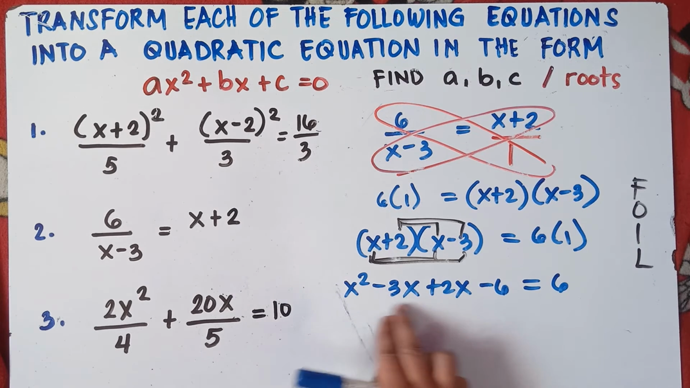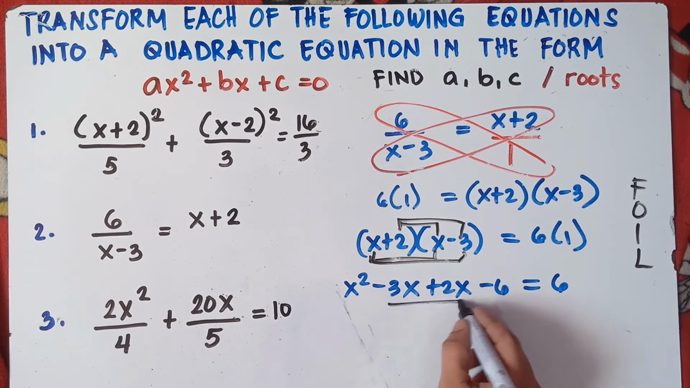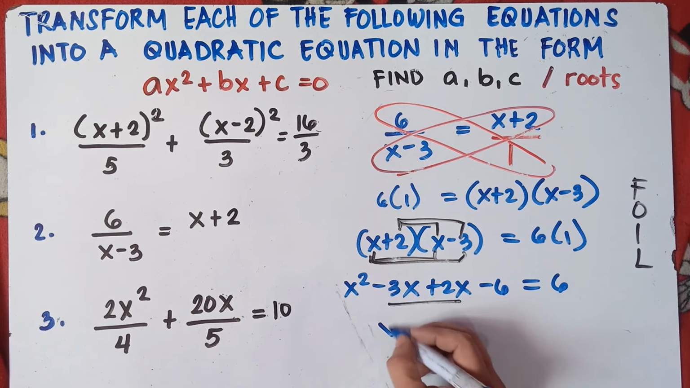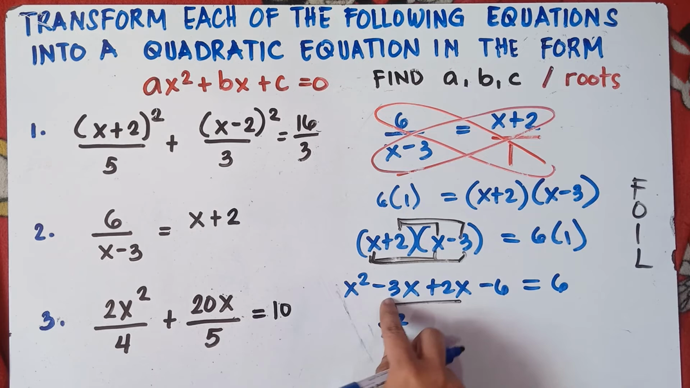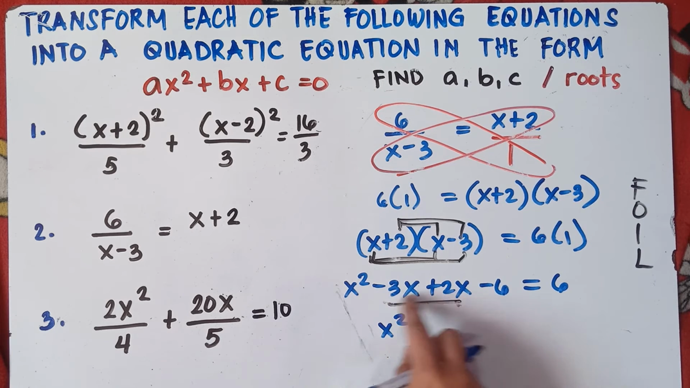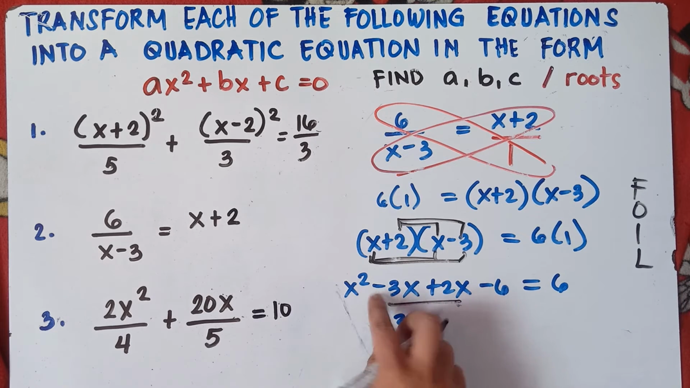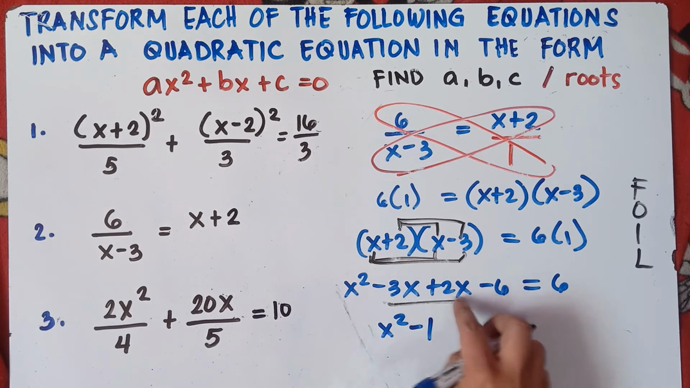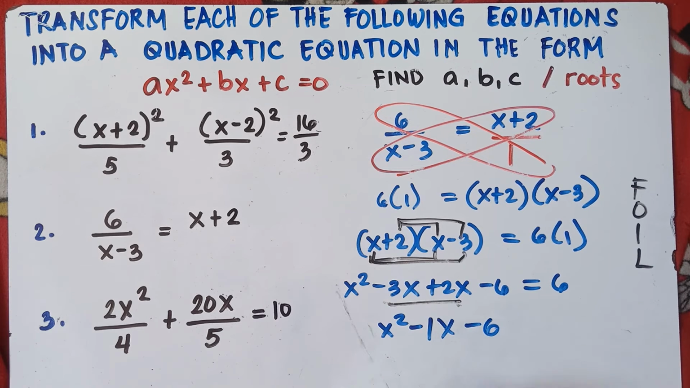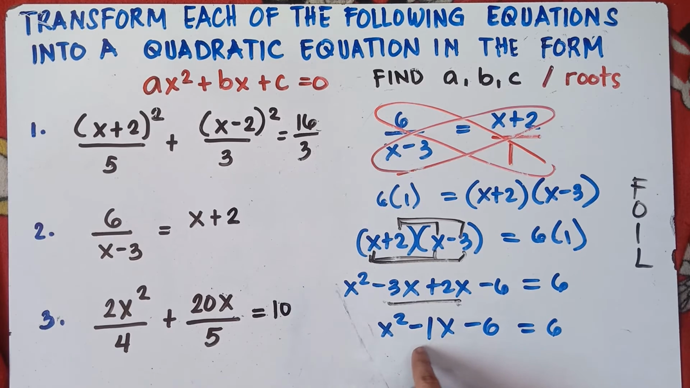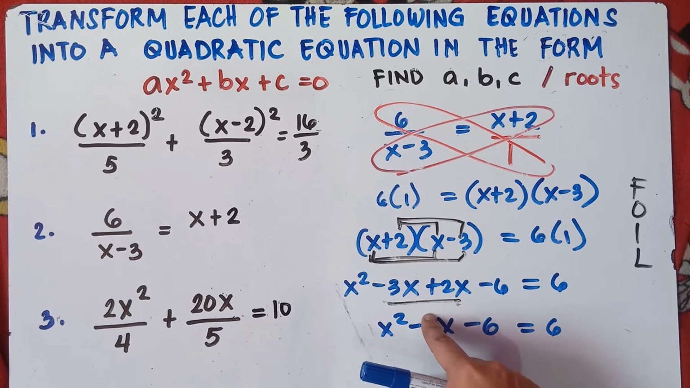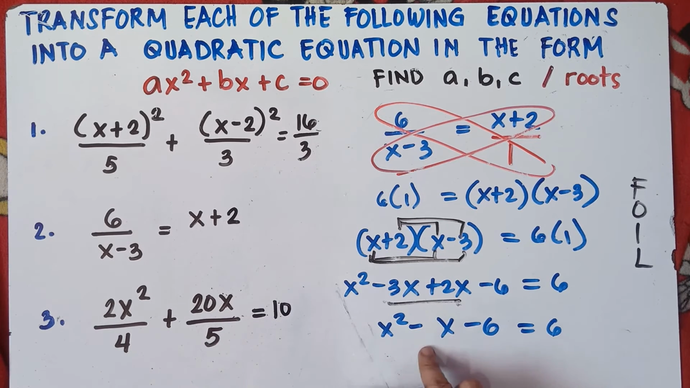Alright, and then we combine like terms. Combine this one. This will be x squared. Negative 3 plus 2. If the signs are not the same, you subtract, and then copy the sign of the larger number. 3 minus 2 is 1, and then copy negative sign. So negative 1 and then copy x. Minus 6 equals 6. Alright, so you can actually remove negative 1.